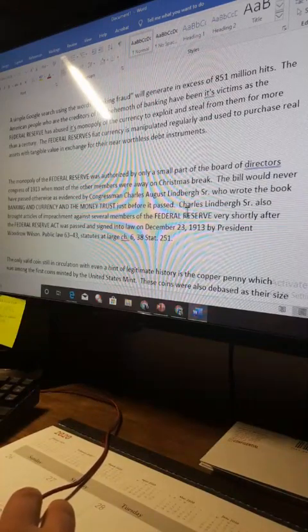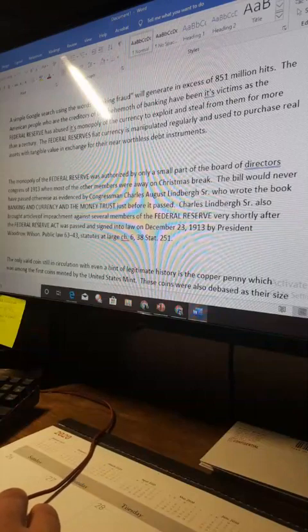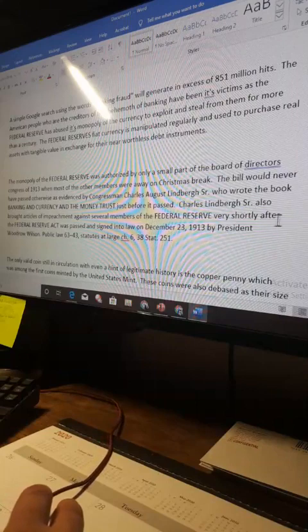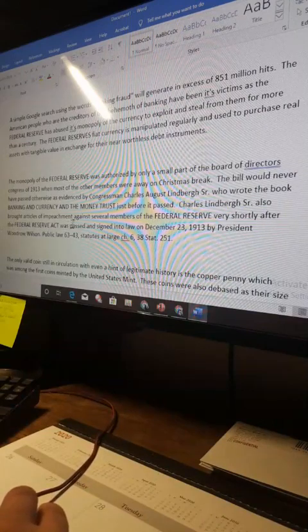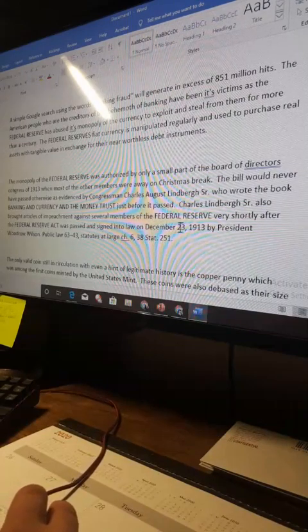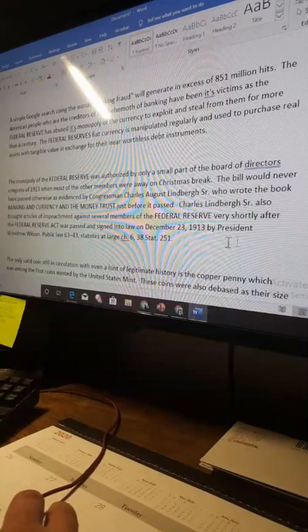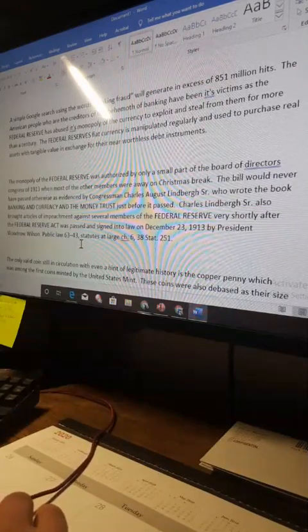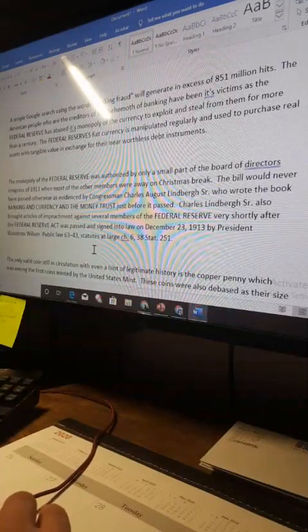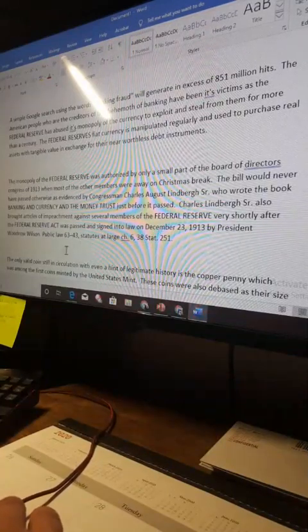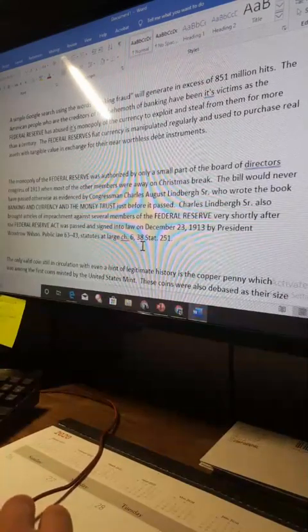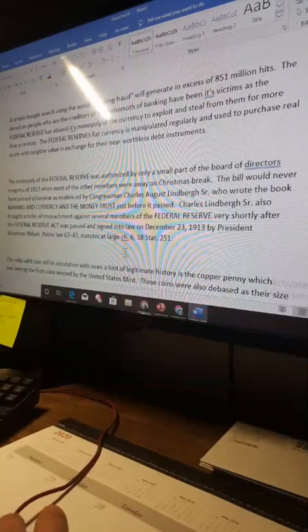Just before it passed, Charles Lindbergh Jr. also brought articles of impeachment against several members of the Federal Reserve very shortly after the Federal Reserve Act was passed and signed into law on December 23, 1913 by President Woodrow Wilson. Public Law 63-43, Statute at Large, Chapter 6, 38 Stat 251.